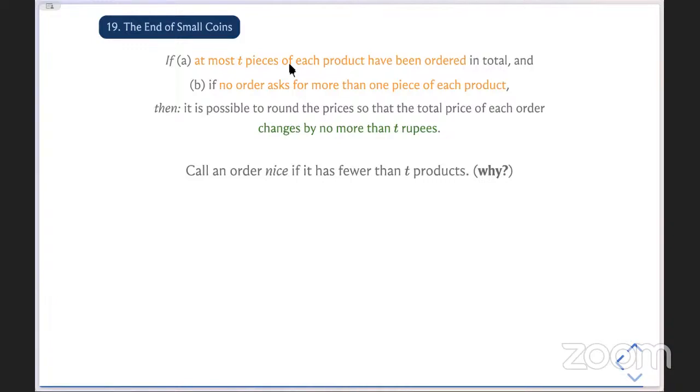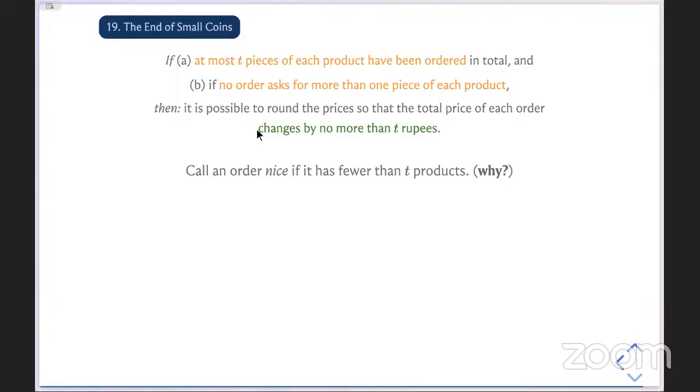No matter how the products get rounded, no matter what strategy we apply, with small orders we are going to have no trouble, because even if every product was rounded in a very suboptimal way, the value cannot change by more than T rupees. So instead of fewer than, I could have even said at most T products, and these are orders I don't have to worry about at all. Is this clear? Yeah.